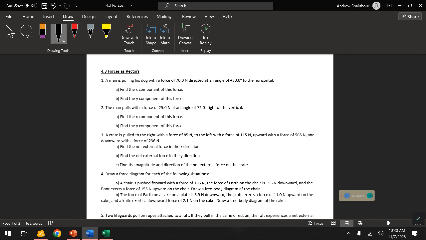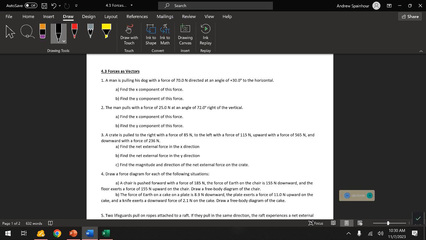Hey, 70 newtons is directed at 30 degrees to the horizontal, find the x and the y. And the second one, a man pulls with a force of 25 newtons at an angle 72 right of the vertical. The main reason I'm highlighting them right now is this is just trig. You're good on trig. But... is because we are getting rid of a simplification that I told you that we were making last chapter.